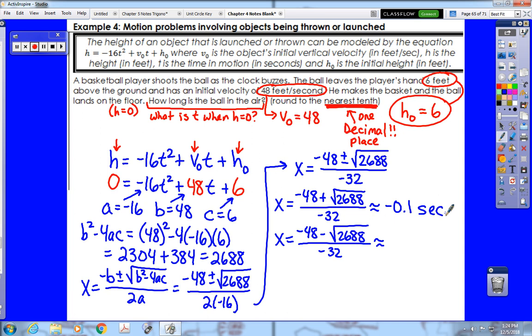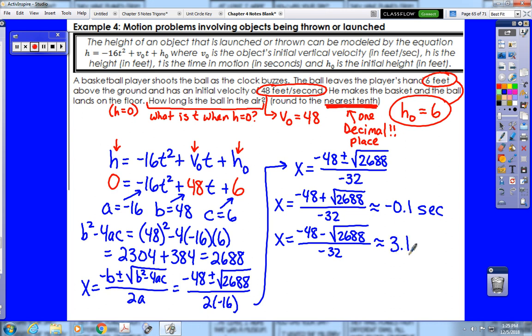Then we do the other one, negative 48 minus the square root of 2688 over negative 32, and round that off to one decimal place. It's 3.120185175. So 3.12 would round down to 3.1 seconds.